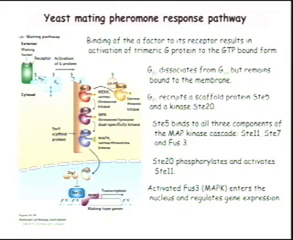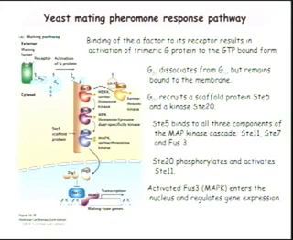Ste11 is the MAP kinase kinase kinase, the RAF equivalent. It phosphorylates and activates Ste7, which is a dual-specific kinase, like a MEK, okay? And then they phosphorylate and activate Fus3, which is the equivalent of MAPK. So this is a cascade, and that cascade goes to the nucleus, activates transcription factors, and allows Ste12 to bind to the promoters, and that starts the mating type gene expression.